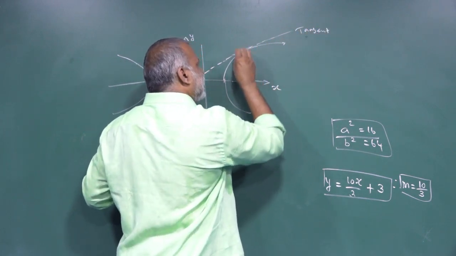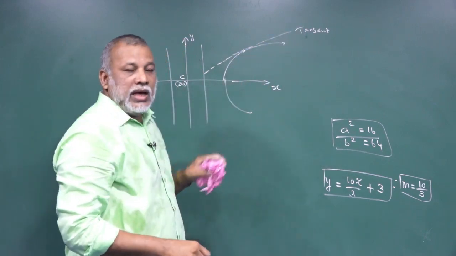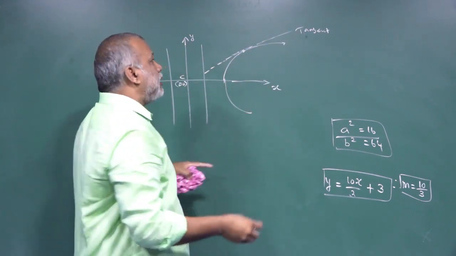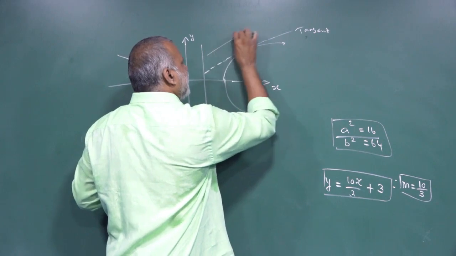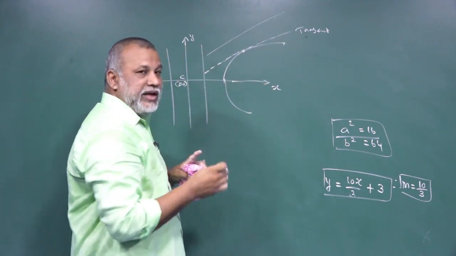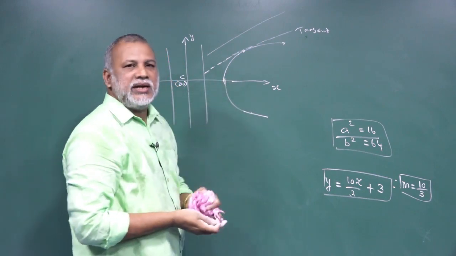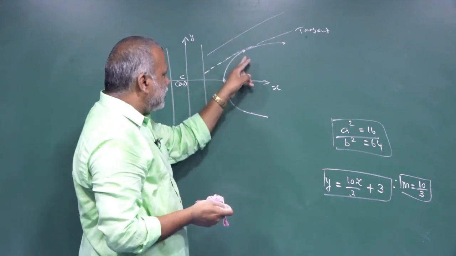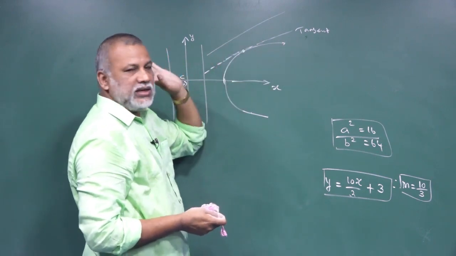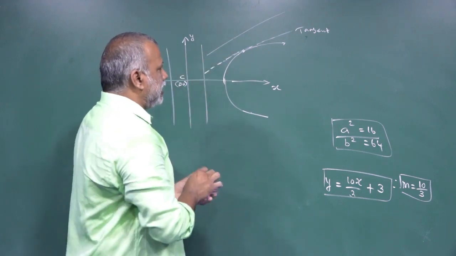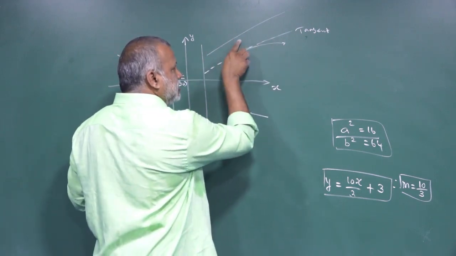We need to find the equation of the tangent. This tangent is parallel to the given line. I am drawing a rough diagram, but this should be an understanding diagram only. So for this tangent, this is the given line. I am taking a rough diagram. So this is the tangent. This is the given line.